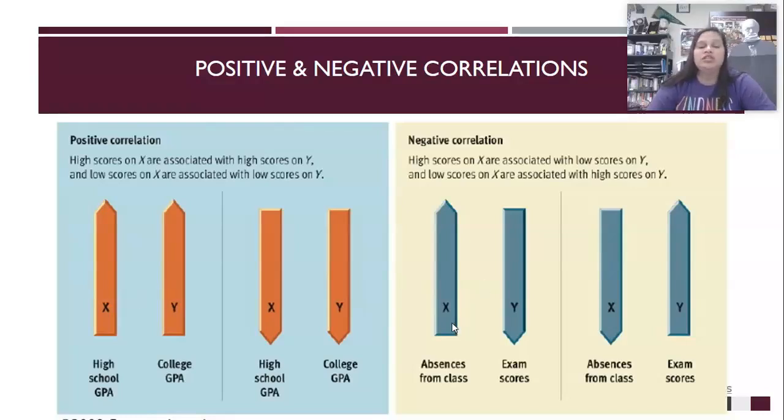In a negative correlation, remember, one increases and one decreases. As the number of absences from class increases, it correlates with lower exam scores. Fewer absences from class correlates with higher exam scores. So the direction just goes in the opposite direction. Sometimes it's really just how you word it, because the correlations could be very similar; it just depends on how you word it.